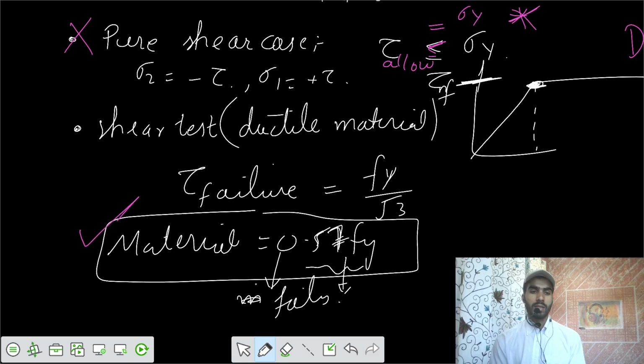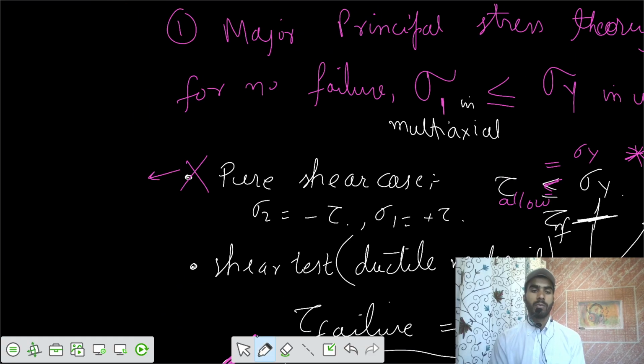So this is the shear strength. That means the shear strength of ductile material is 0.57 Fy. So directly we can say it's not suitable for ductile material either. Is it safe for brittle material?